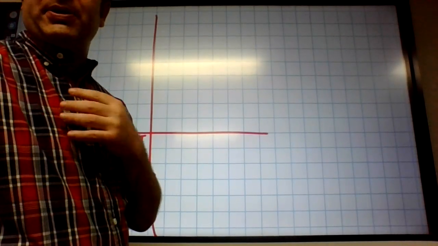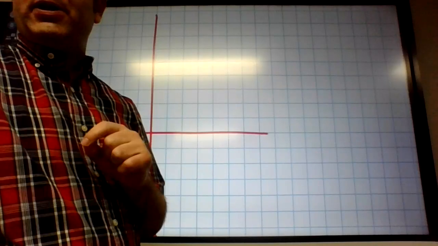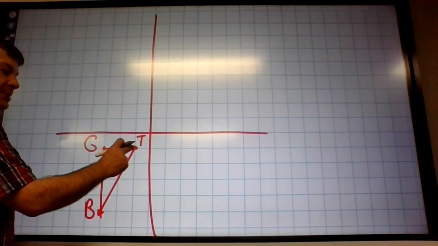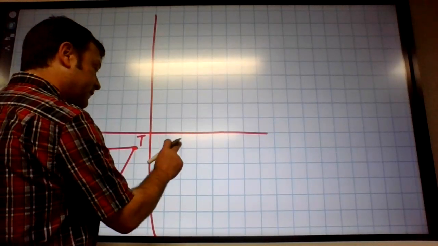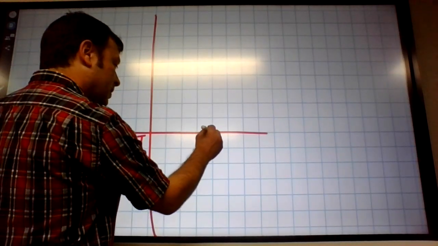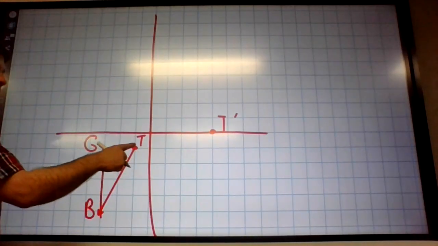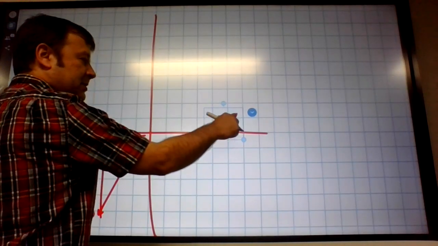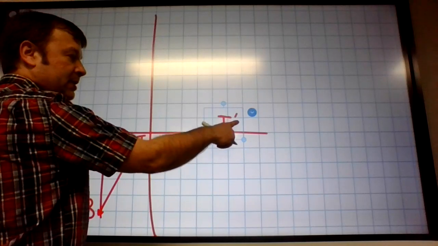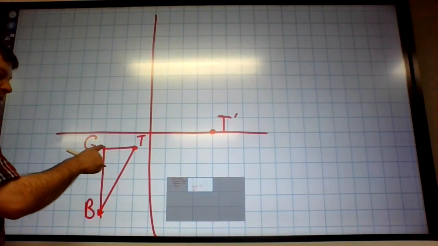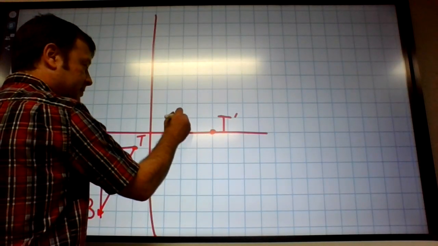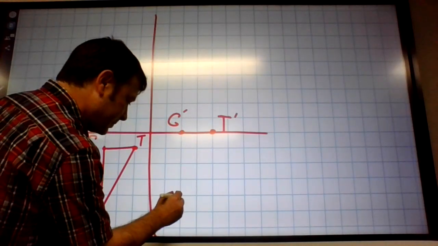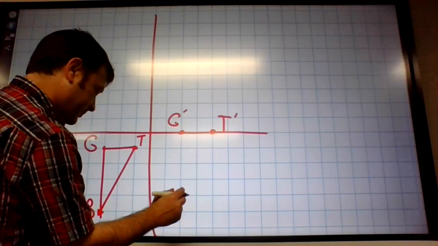Okay. Here we go. So number one, translation, 5 right and 1 up. What you do on all these is take each point and move it right 5 and 1 up. If this point from the original image is called T, the new image it's called T prime. It's basically a little apostrophe up there. So G moves 5 right and 1 up. That's G prime. B moves right 5 and 1 up.